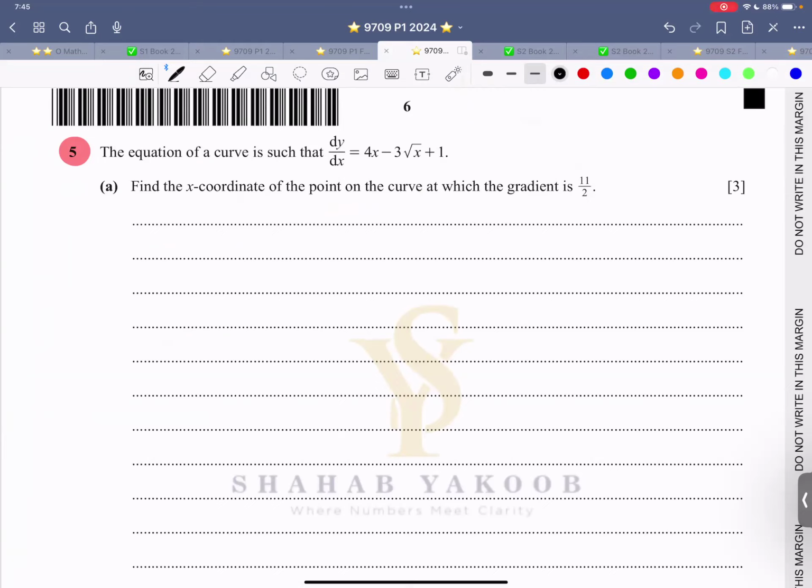Okay. So now dy by dx is already given. So dy by dx is equals to 11 over 2. 4x minus 3 root x plus 1 is equals to 11 over 2. Multiply throughout by 2. 8x minus 6 root x plus 2 is equals to 11. 8x minus 6 root x plus 2 minus 11 is negative 9 equals to 0.